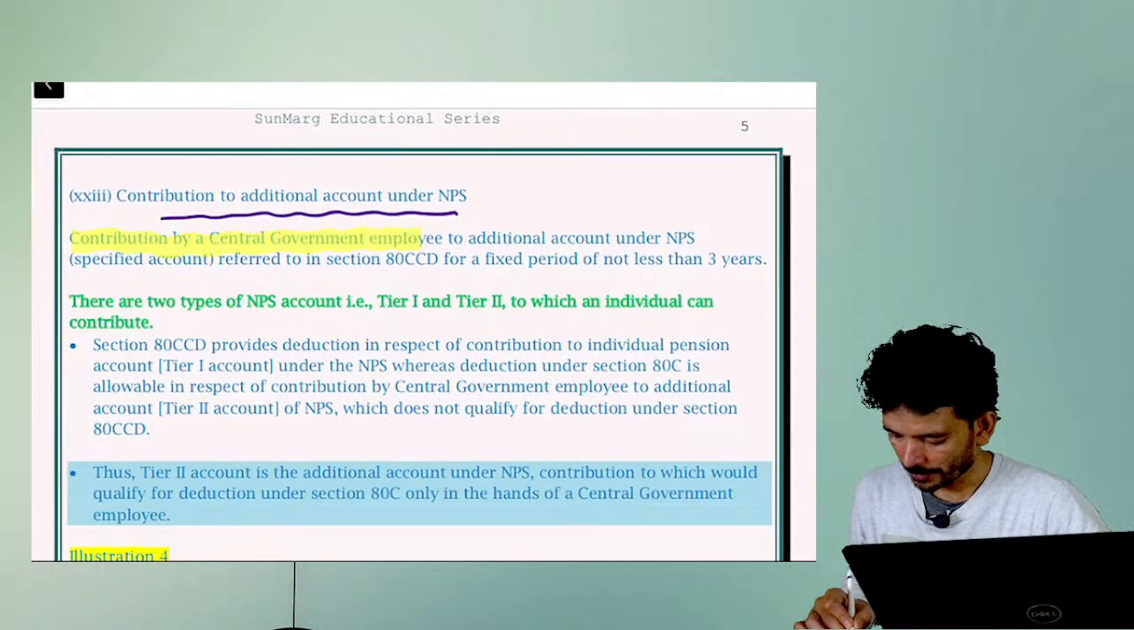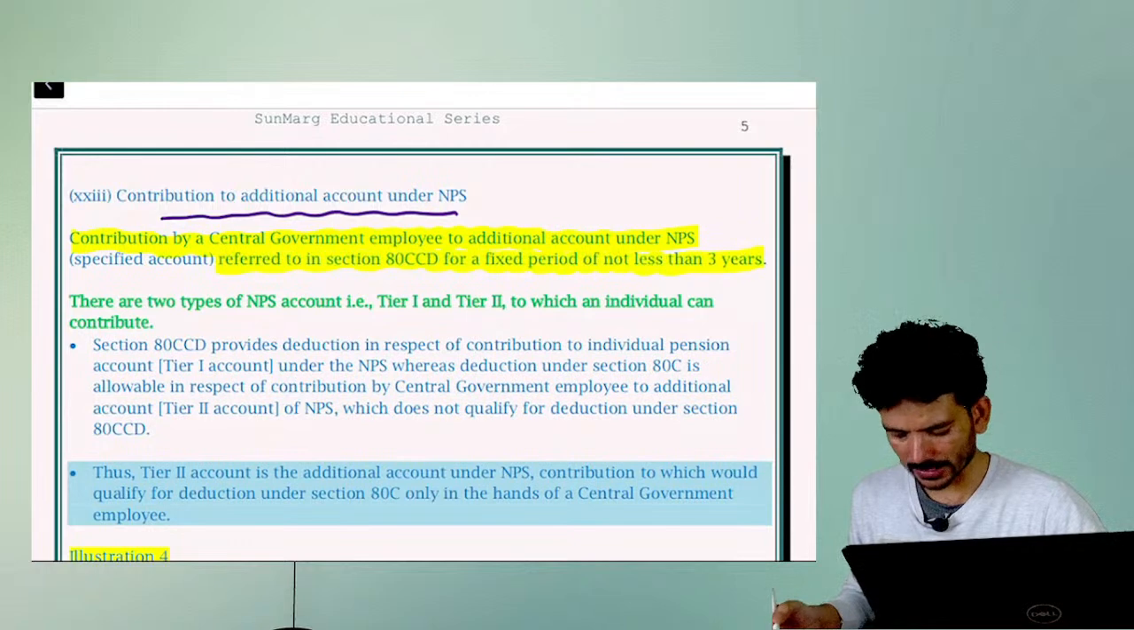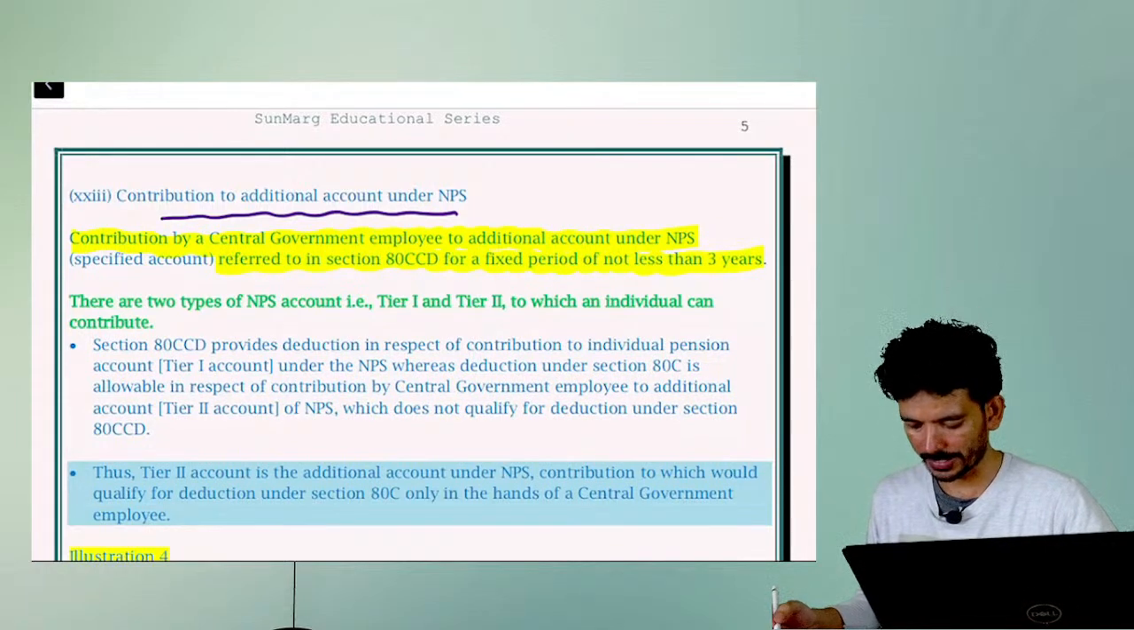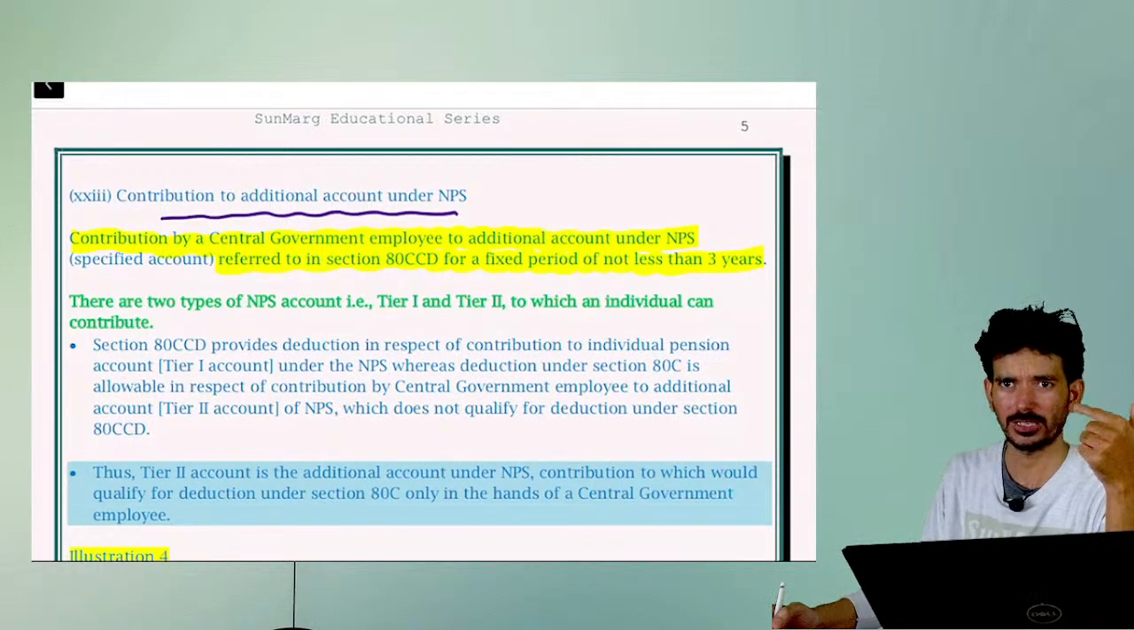Contribution by a central government employee to the additional account under the NPS referred to under 80CCD, for a fixed term of not less than 3 years. So this is also eligible for NPS. Contribution by central government. So central government is paying this. This I also said, right?